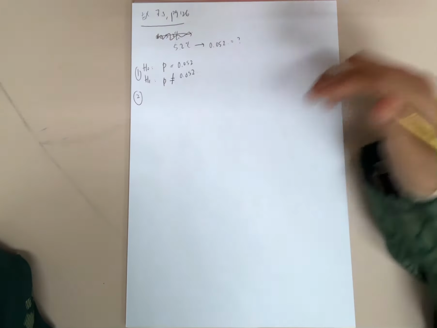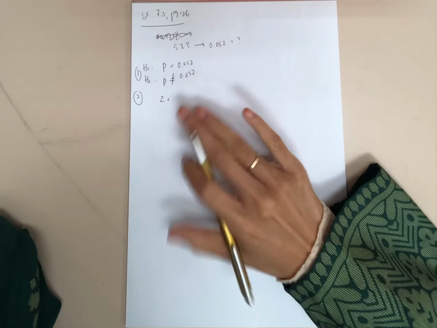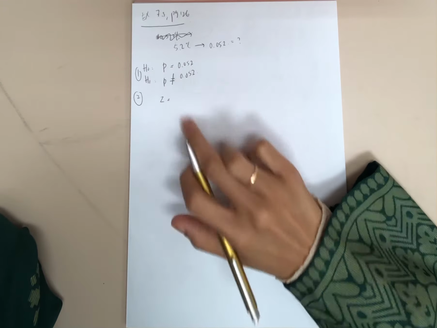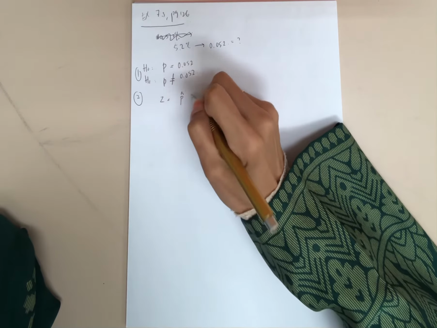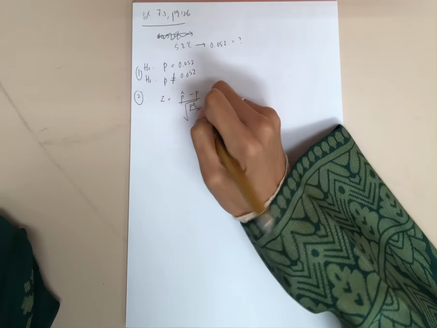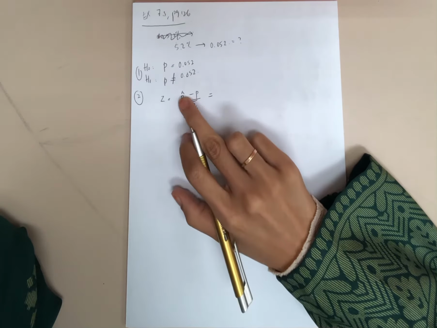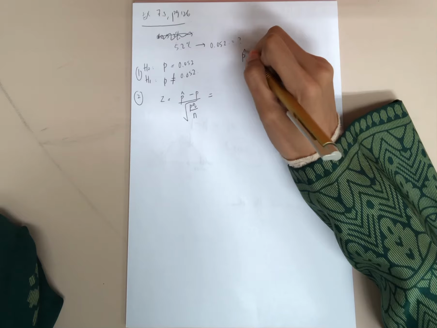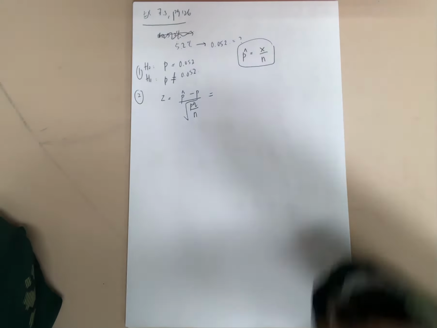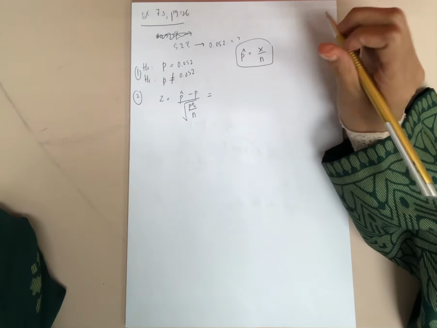Step number 2, you will find the test statistic, which is Z equal to. Now the formula is different, because we are doing it for proportion, not for mean. So our test statistic formula is different. It will be Z = (P head minus P) over the square root of PQ divided by N. What we need here is P head. What is your P head? Class, P head is equal to X over N. You need to recall the previous chapter, you already learned it before. So P head is equal to X over N.